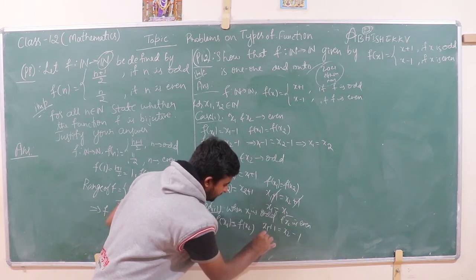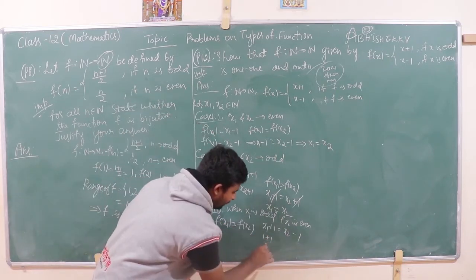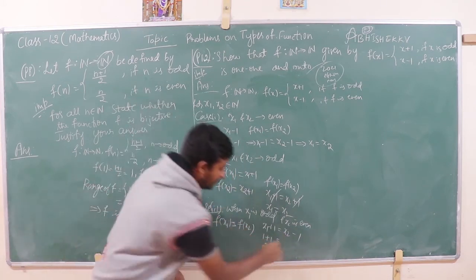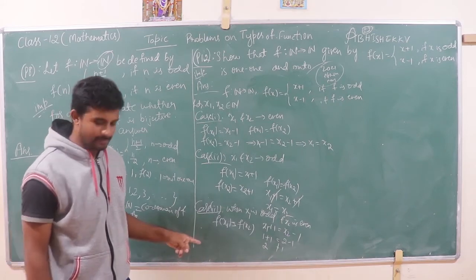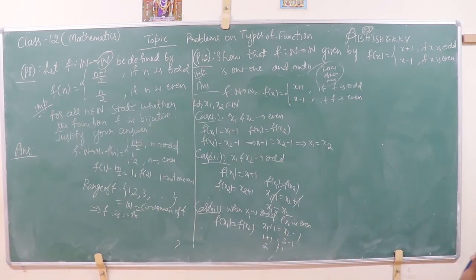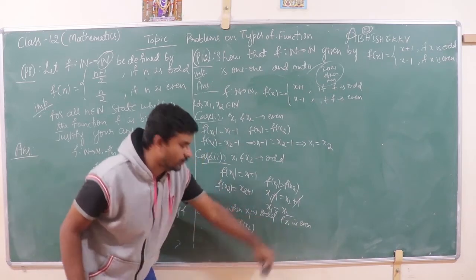See, x1 is 1, which is odd, so 1 plus 1 is equal to what? 2. x2 is even, so 2 minus 1 is equal to what? 1. Is 2 equal to 1? It is not possible. So we are not able to consider f of x1 is equal to f of x2.